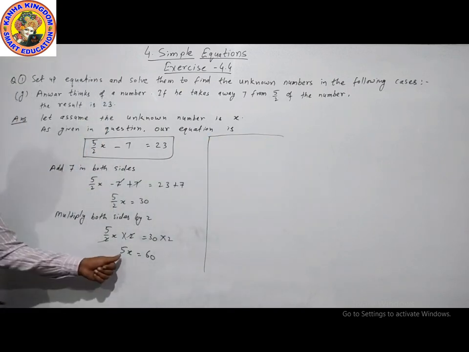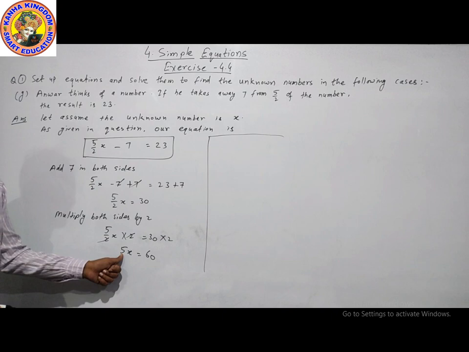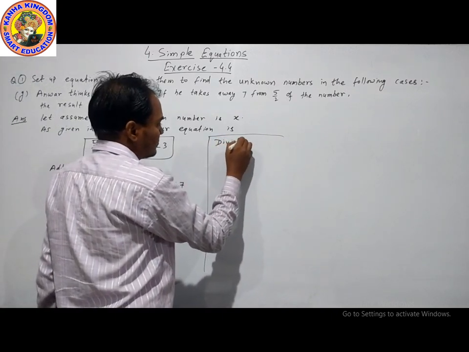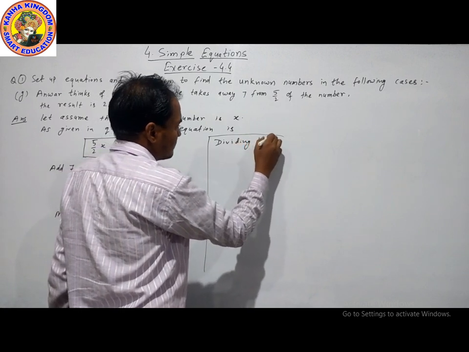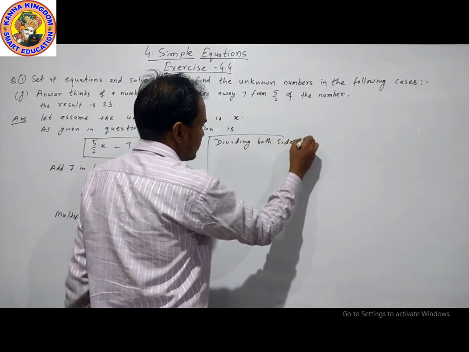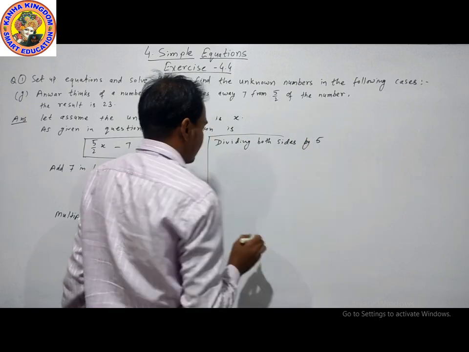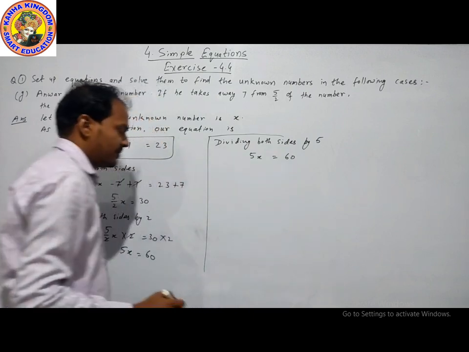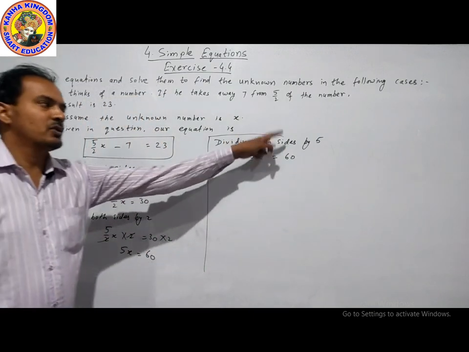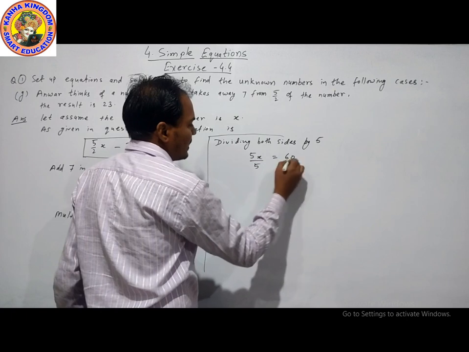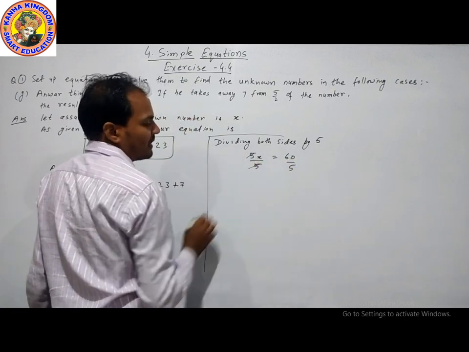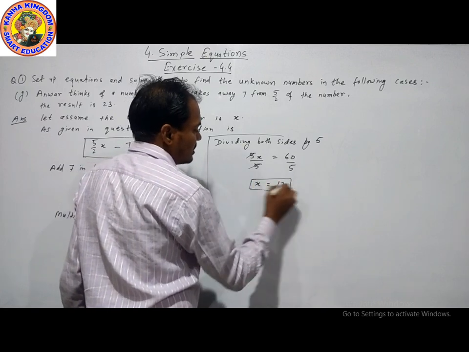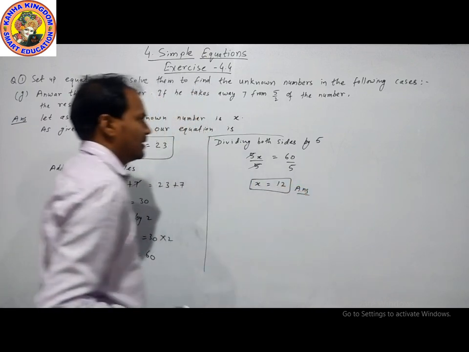Now it is multiplied by 5, so we will divide by 5. Dividing both sides by 5. The equation is 5x is equal to 60. Now dividing both sides by 5. Divide by 5 and divide by 5. Here 5 and 5 will be cancelled. X is equal to 12. Our answer is x is equal to 12.